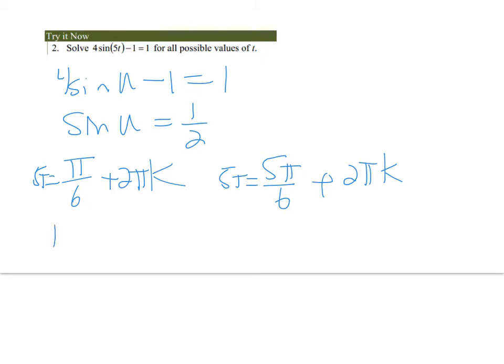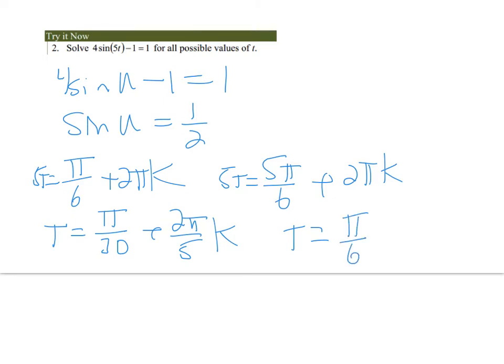So to solve for t, I'm just going to divide by 5. So pi over 30 plus 2 pi over 5. And this is going to be t equals, well, let's see, 5 pi divided by 5 times 6. The 5's cancel, so I'm left with pi over 6 plus 2 pi over 5. This tells me the period of this graph, and if you think about it, 2 pi over 5 is the period. So it's going around very quickly if you think about the unit circle, jumping right around. That's why we have so many solutions.